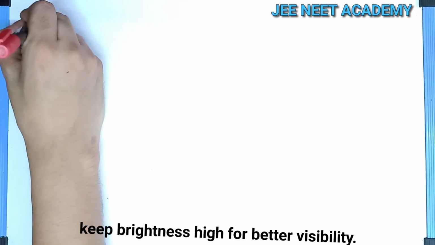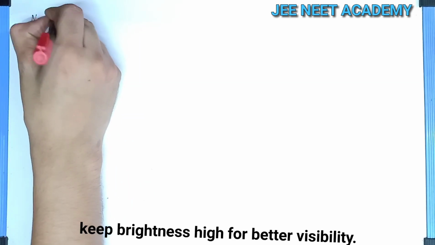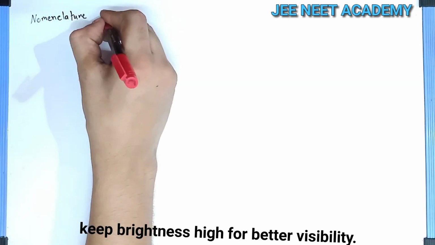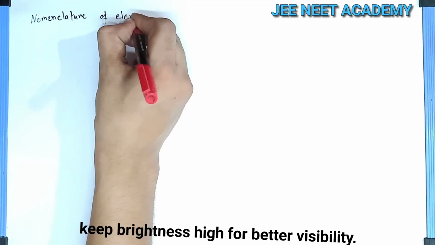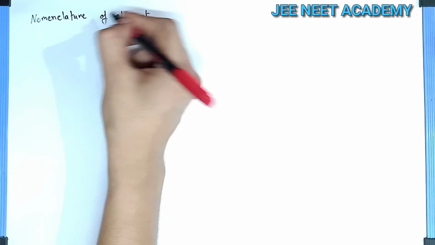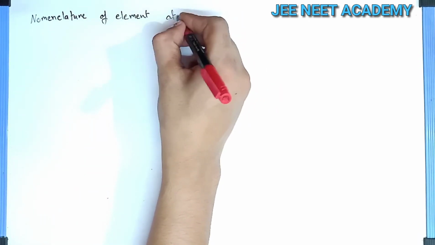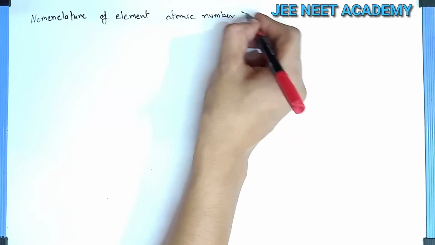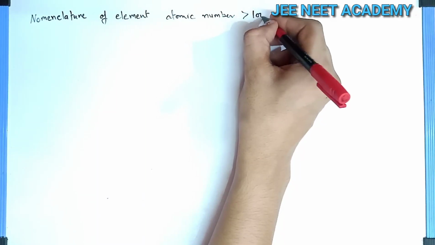Finding period, block and group of an element we'll do. But before starting that, we'll do the nomenclature of elements with atomic number greater than 100. So we are doing the nomenclature of elements greater than 100 atomic number.